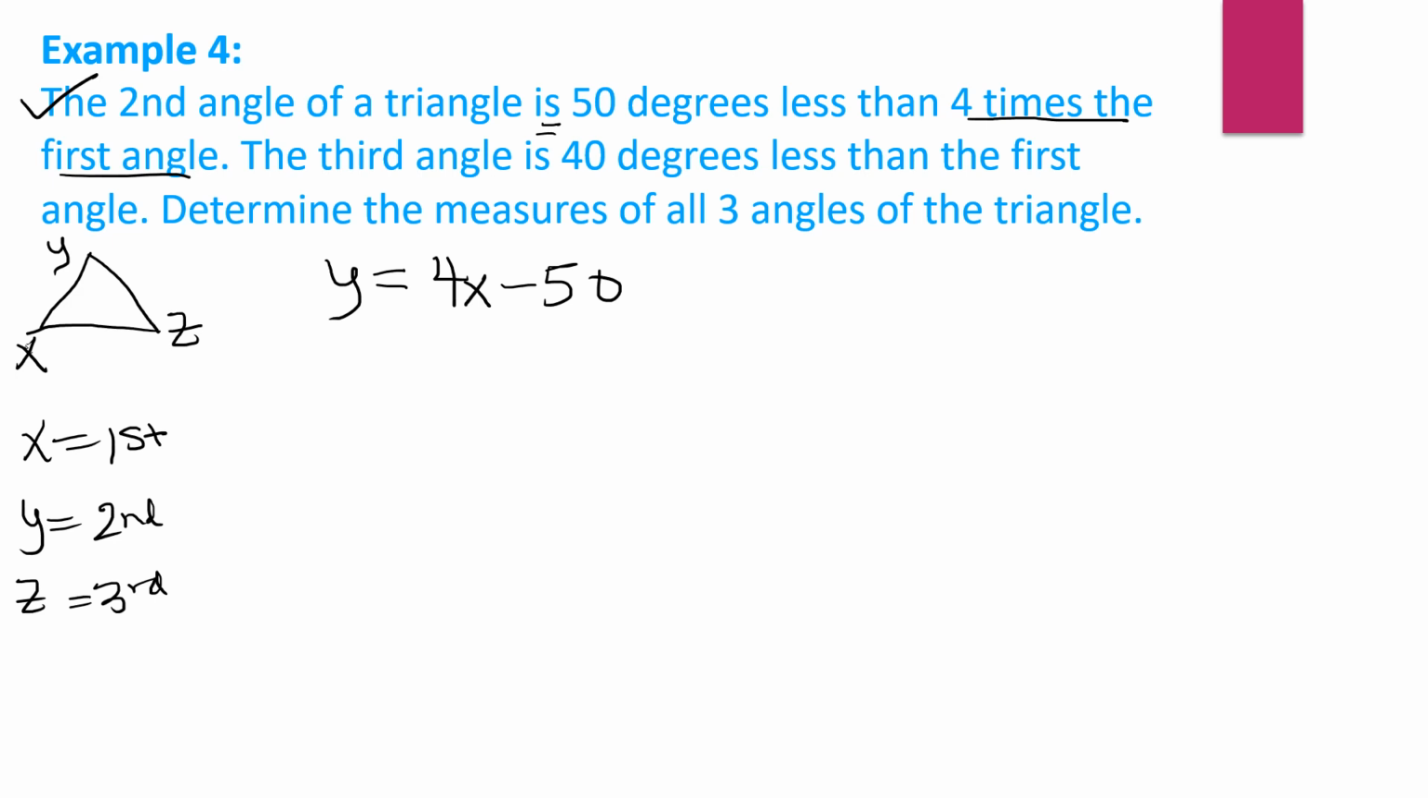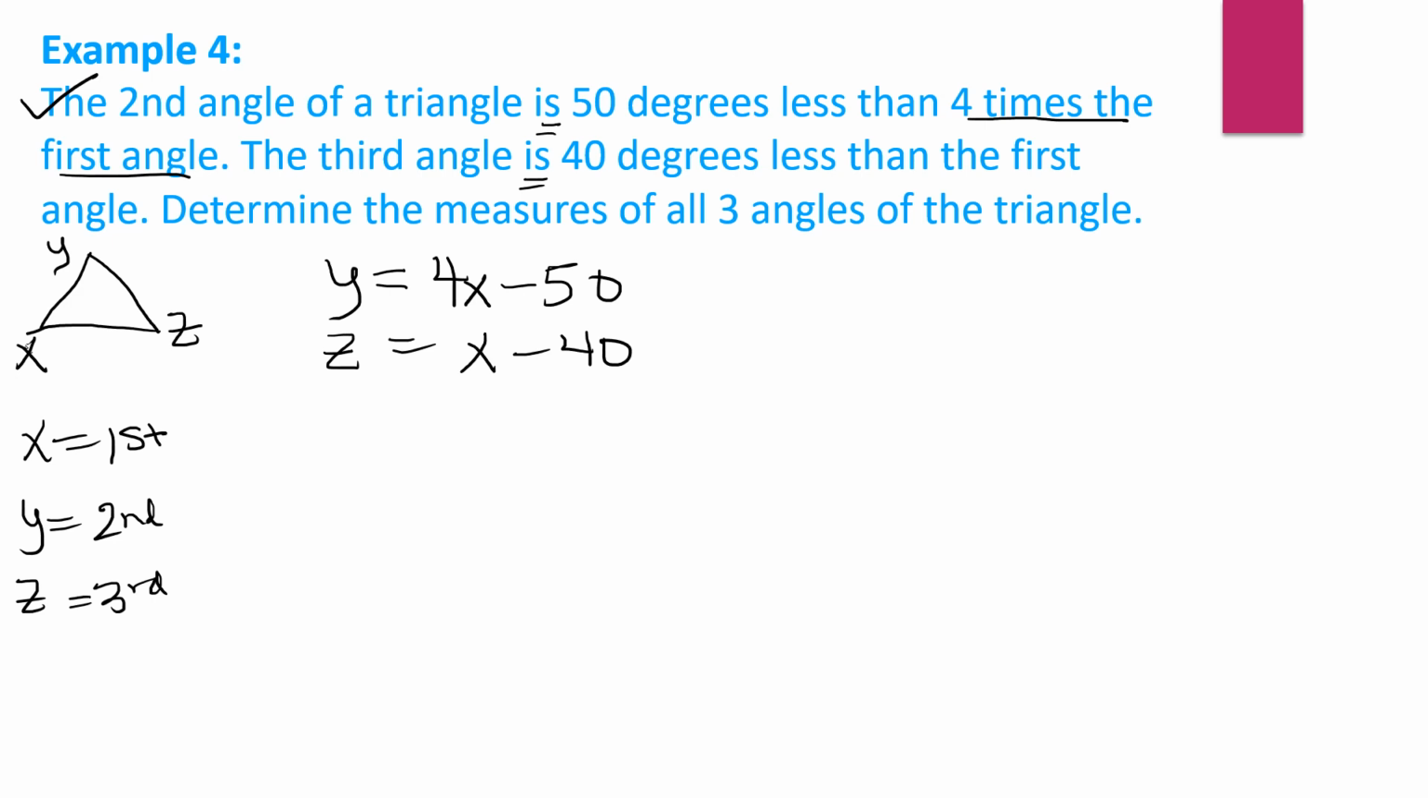Our next equation is the third angle is, so our third angle is Z, "is" means equals 40 degrees less than the first angle. So I'm going to start with the first angle and I'm going to subtract 40 degrees. And there we go. That's 2 of our equations. I've got 3 different variables. I have 3 vertices of a triangle, so I'm going to have 3 variables, 3 equations.